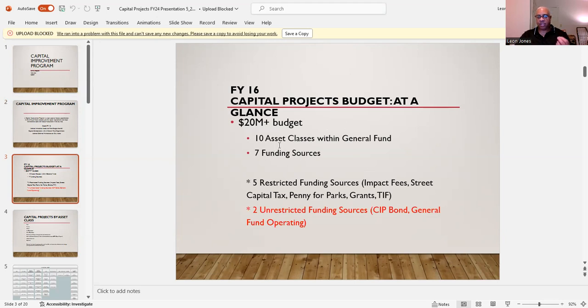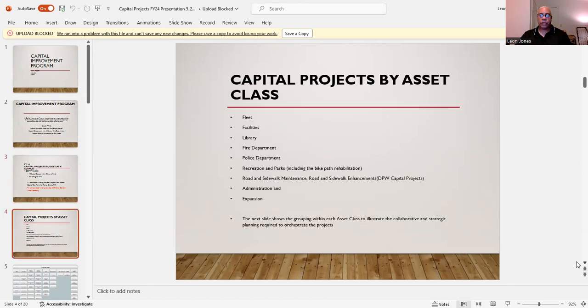Then you have 10 asset classes with general funds. You're dealing with accounting. Then you have seven funding sources. You also have 5 restricted funding sources, which are impact fees, street capital tax, penny for parks, grants, and TIF. And then in red, you have 2 unrestricted funding sources, CIP bond and general fund operating. Okay. When I talk about different areas where monies are allocated, well, capital projects are allocated by asset class.